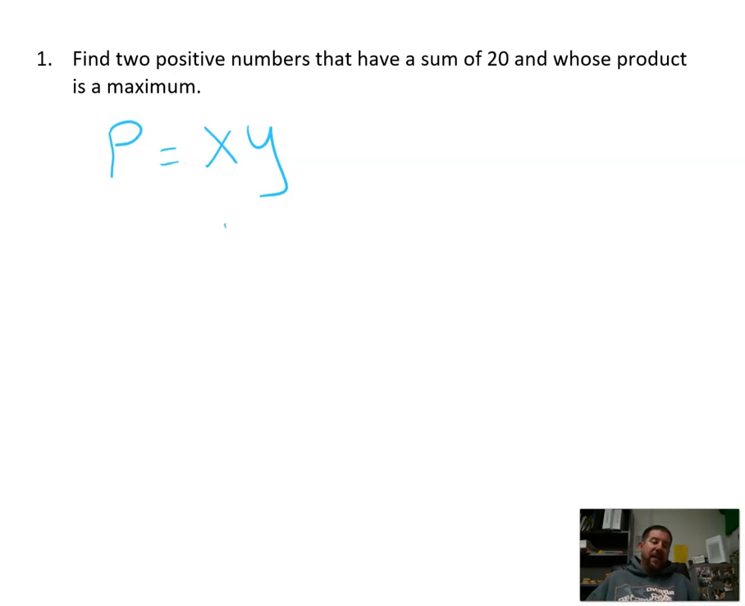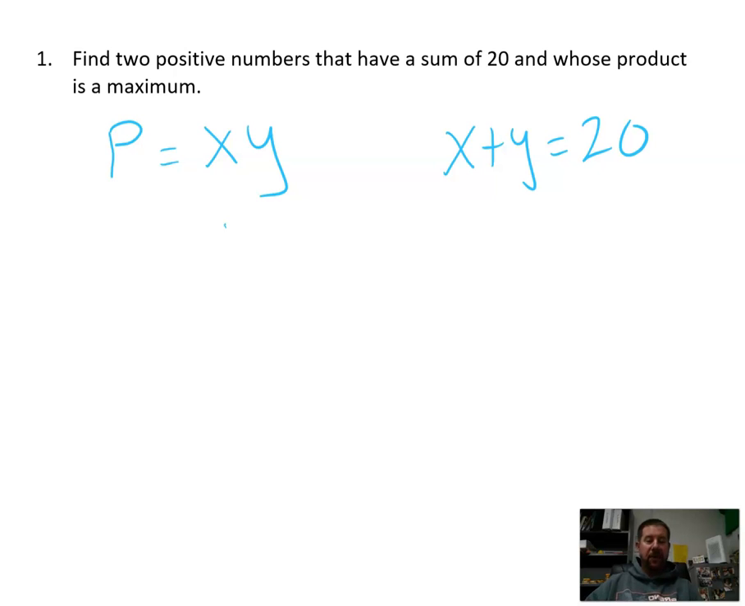A constraint is often easier to write than the objective function, I think that's why we sometimes start there. But try to zero in on what you're going to minimize or maximize first, and then come to the constraint. Two positive numbers that have a sum of 20, so x plus y equals 20. In this case, I used x plus y. You could use a and b. It doesn't matter what variables you are using.